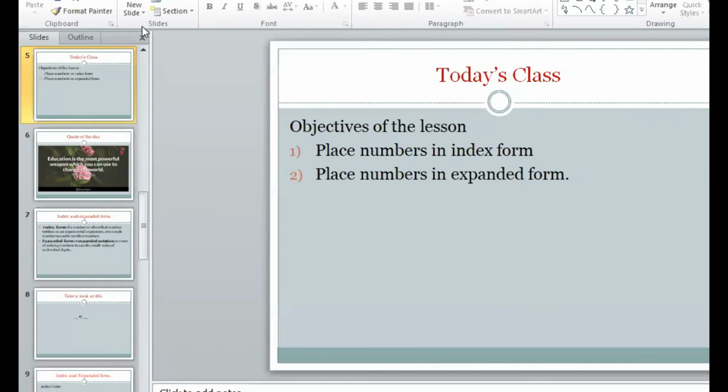So if I say place it in index form, what do I mean? Expand it. 2 times 2. That's expanded. Index, I don't know. Miss, like putting it back into Z to the second power. Yes, that's correct. Very good. All right.